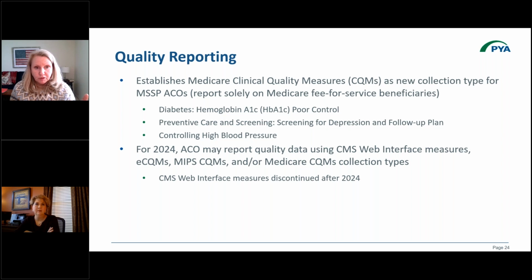And as you see, there are 3 specific measures on which an ACO would report should it choose to do Medicare CQM measures. The issue here, and hopefully CMS will resolve it quickly, is the definition of Medicare fee-for-service beneficiaries, because you're reporting on your attributed beneficiaries. And as you know, if you're part of the MSSP program, it's constantly changing who's attributed to you and who isn't, depending on the particular window you're in.